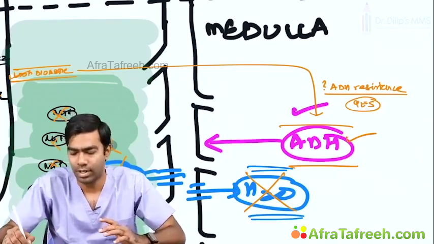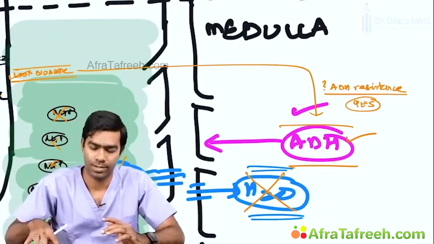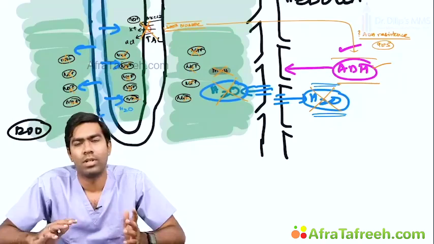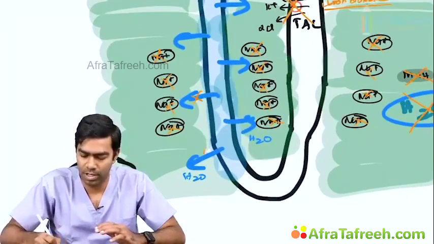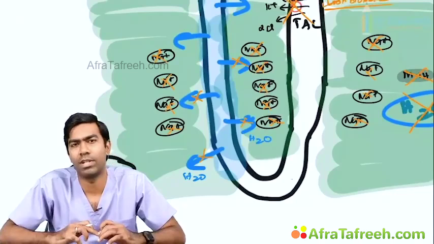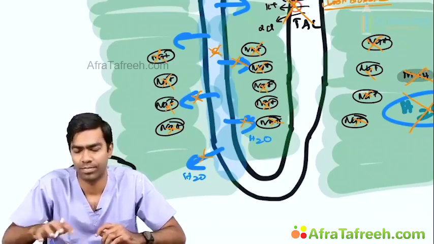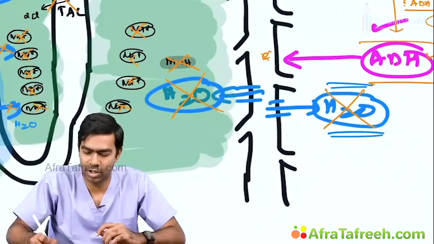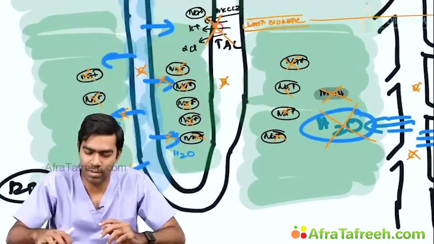True. Apart from that, there are some crucial concepts that loop diuretics teach you. What is that? When you give a loop diuretic, when you lose this medullary interstitial hyperosmolarity, remember water cannot be reabsorbed from the descending limb of the loop of Henle, which means the concentrating ability of the nephron is lost. Similarly, the collecting duct's concentrating ability is also lost. At the same time, remember, the diluting ability of the nephron is also lost. So it's not only the concentrating ability of the nephron that is lost, it's also the diluting ability of the nephron.